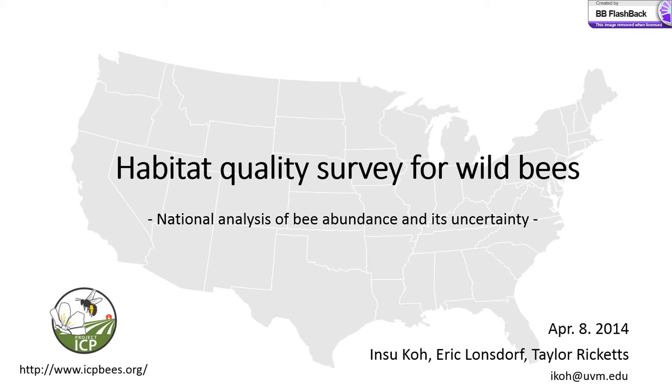My name is Insugo. I'm a postdoc in Taylor Ricketts' lab at the University of Vermont. I have been working on spatial modeling and ecosystem services for a few years. I recently joined Project ICP, and I'm also working with Dr.